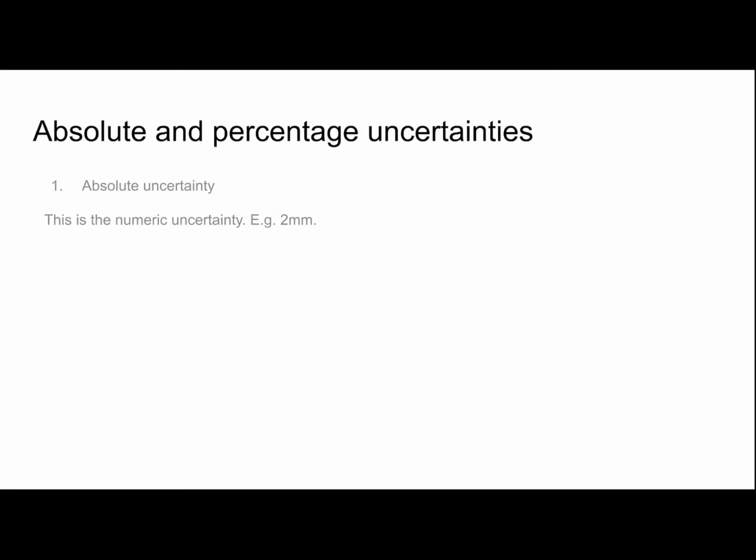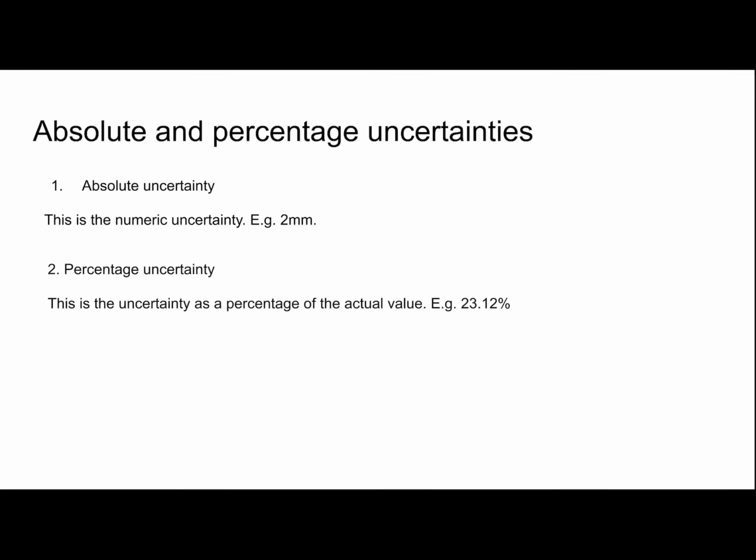Right, so we have absolute and percentage uncertainties. The absolute uncertainty is the numeric uncertainty. For example, in our last example, we were measuring the string. Our uncertainty was 2 millimeters, so our absolute uncertainty in that case would just be 2 millimeters. A percentage uncertainty is the uncertainty as a percentage of the actual value. For example, that would be 23.12%. So this percentage is a percent of the actual value.